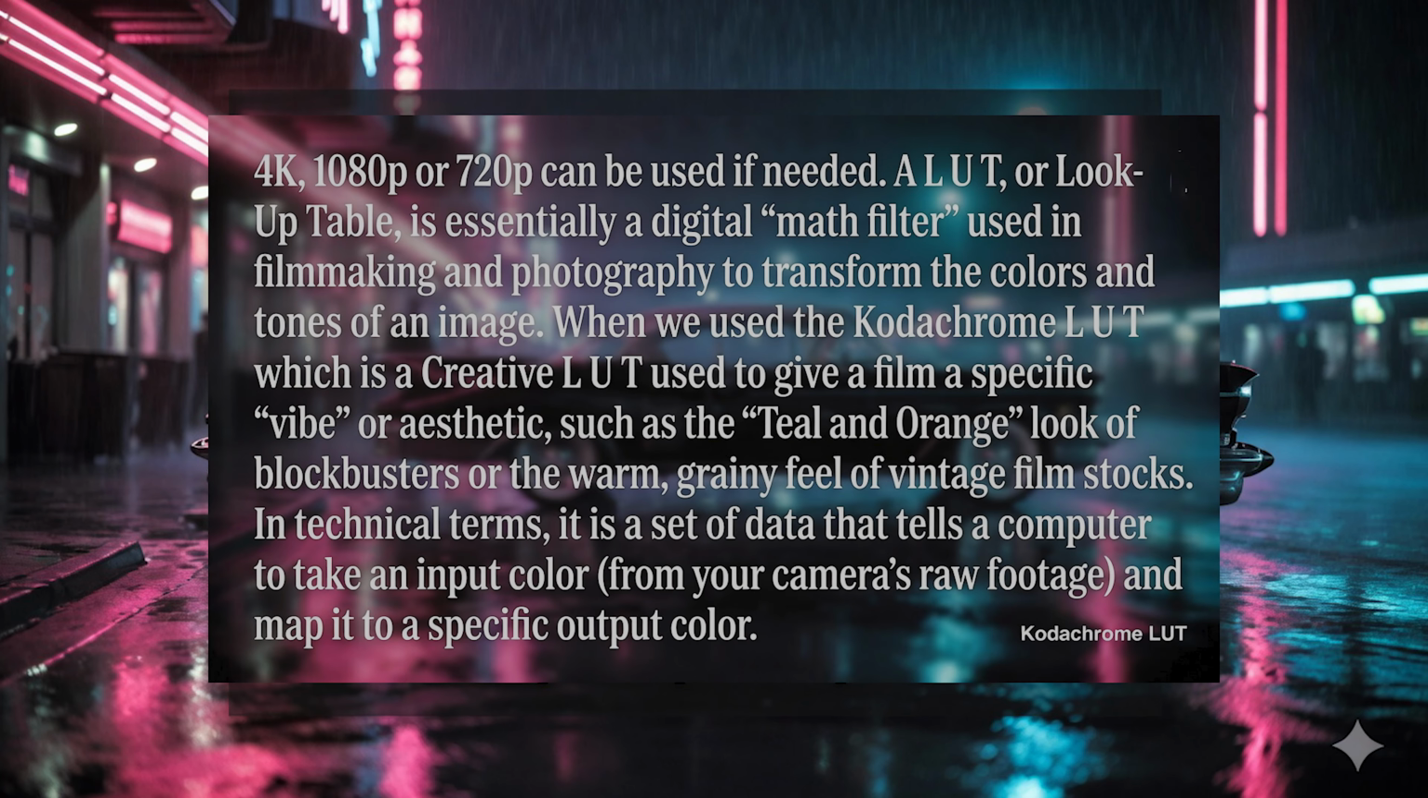A LUT, or lookup table, is essentially a digital math filter used in filmmaking and photography to transform the colors and tones of an image. When we use the Kodachrome LUT, which is a creative LUT used to give a film a specific vibe or aesthetic, such as the teal and orange look of blockbusters or the warm, grainy feel of vintage film stocks. In technical terms, it is a set of data that tells a computer to take an input color from your camera's raw footage and map it to a specific output color.